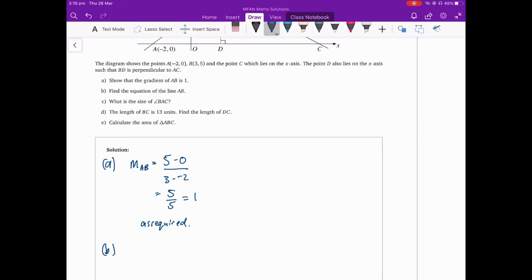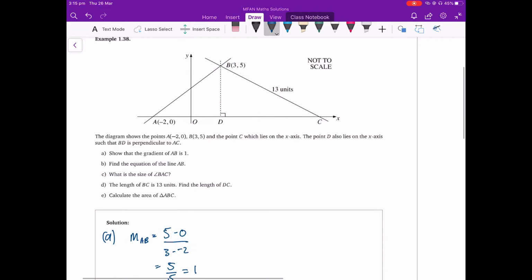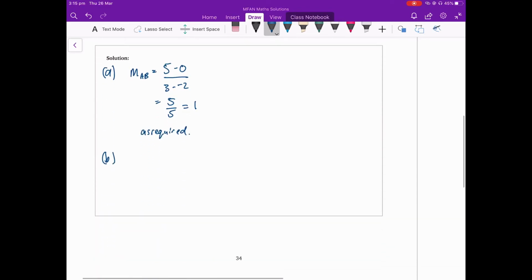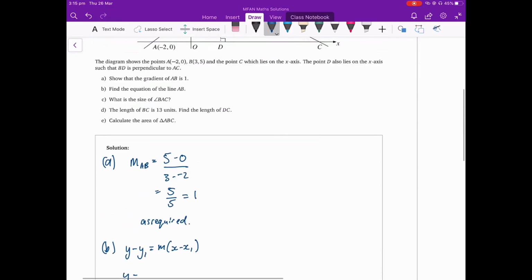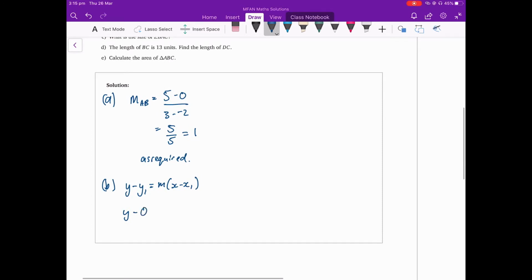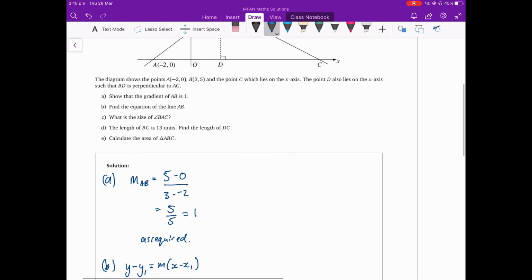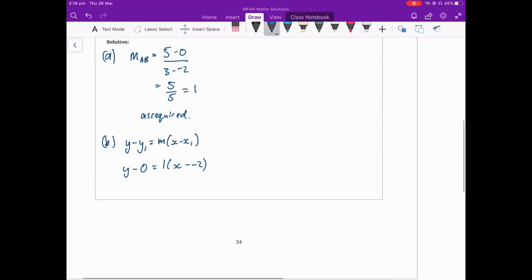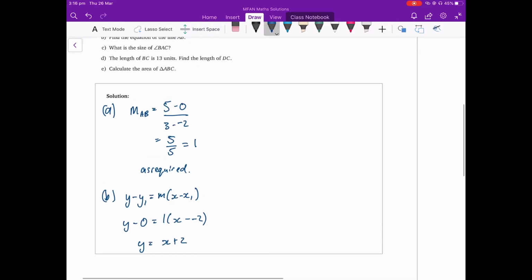Question B. Find the equation of the line AB. We can use our gradient now and just one of the points in the equation y minus y1 is equal to m bracket x minus x1. Very good. Which point do we think would be better here? Probably point A, (-2, 0). So y minus 0 is equal to 1 bracket, because that was the gradient of the line, x minus -2. That works out to be y equals x plus 2. All right, cool. Next one.